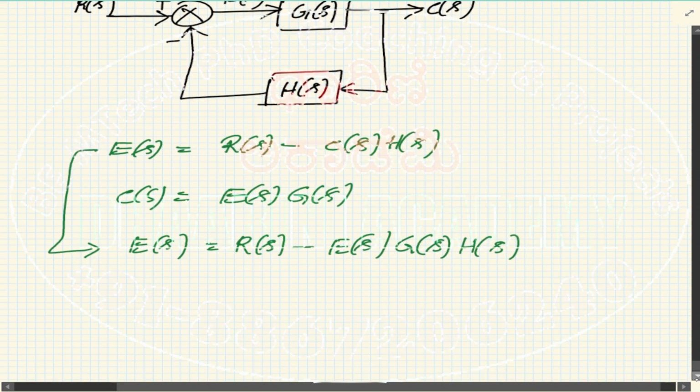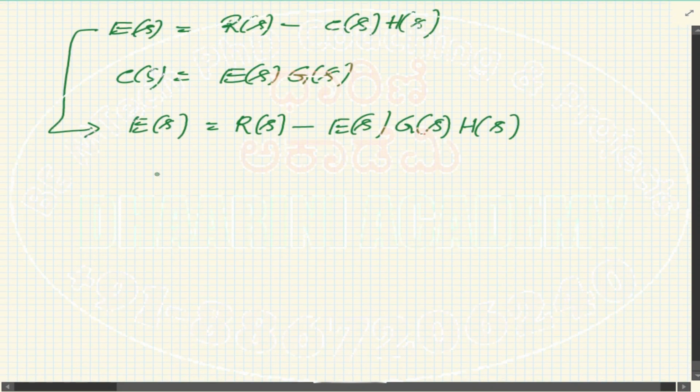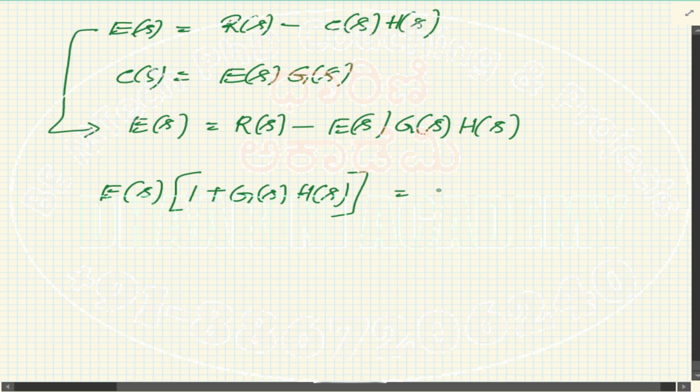To take the term containing E to the same side, this implies the E of s, I can take it out. There is 1 plus E has gone out. So G into H remains, right? G of s into H of s is equal to R of s.